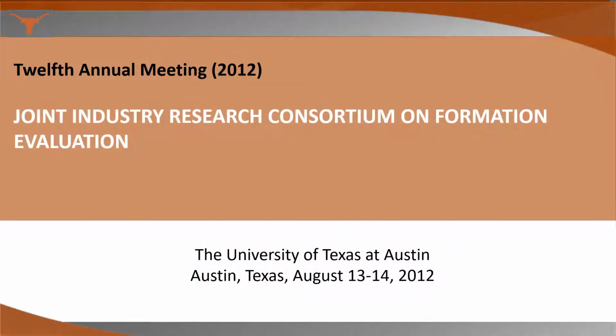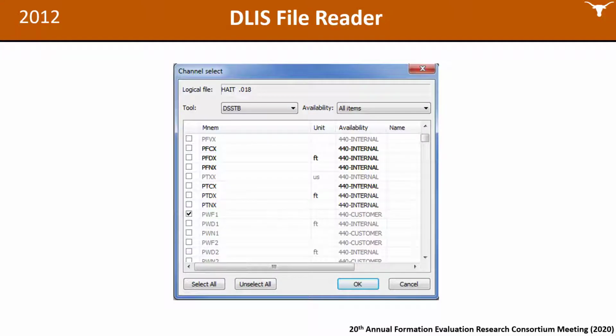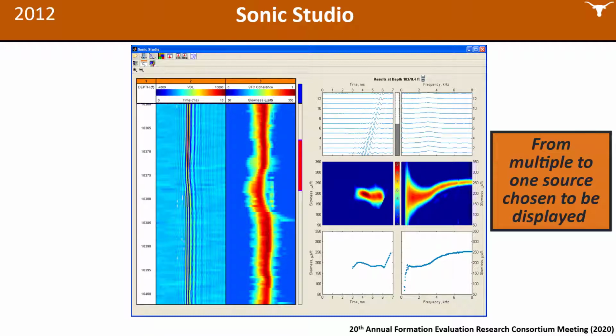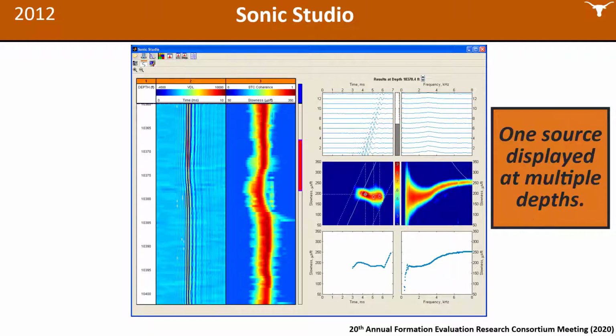Development did not slow down in 2012. A D-list file reader was incorporated into the software. The Sonic Studio had a faster waveform processing for STC and dispersion, plus more control over how it was displayed.